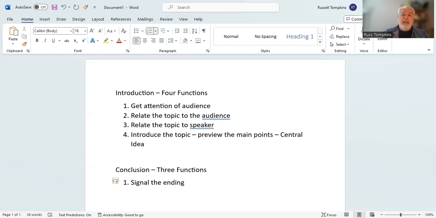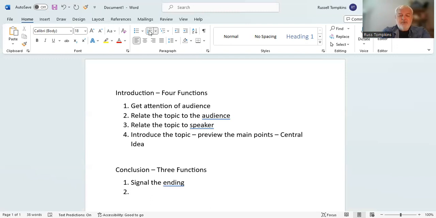You can also signal it nonverbally by doing something like this. I've just demonstrated a long pause for you. That's one way to signal your ending. You could also move from your position back to your original speaker's position where you started the speech from as another nonverbal way to signal the ending.